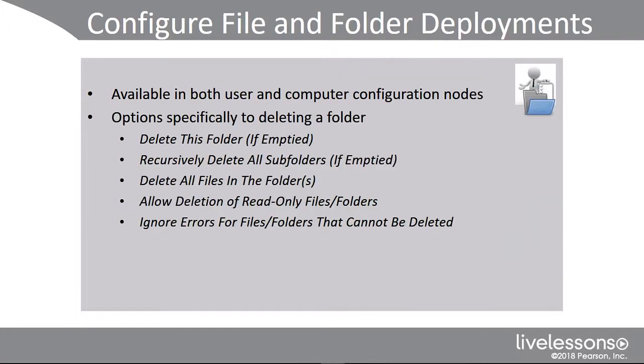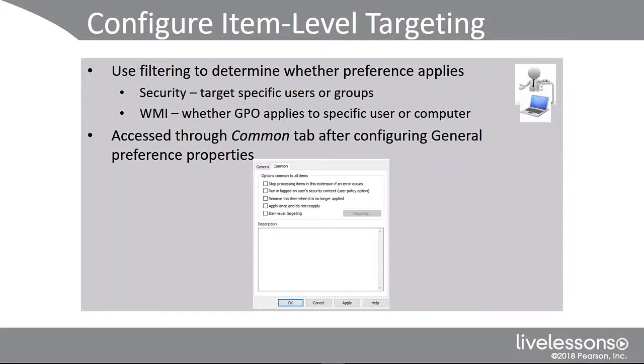In addition to that, we also have file and folder deployments available in both the user and computer configuration nodes as well. And when it comes to toasting that folder or deleting that folder, we can choose to delete this folder only if it's emptied, recursively delete all subfolders if they're emptied, so it'll drill down through to your subfolders, delete all files in the folders, notice no indication of whether or not it's empty or not, allow deletion of read-only files or folders, or ignore errors for files and folders that cannot be deleted, which means move on and toast anyways. So these are file and folder deployment options that you'll have when you're working with configuring file and folder preferences.